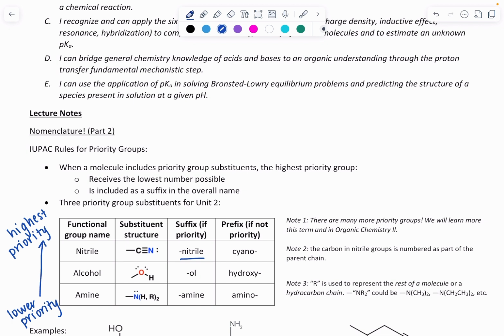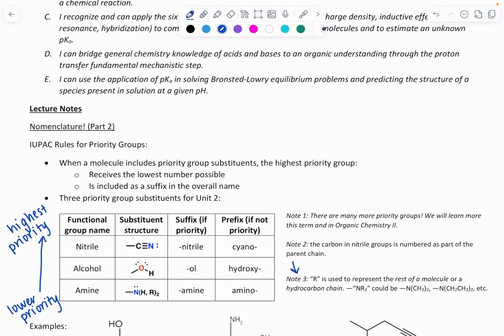Okay, then alcohols, that is when there's an oxygen bonded to hydrogen. We will see many, many, many alcohol molecules. If that's the highest priority group, then it gets this OL ending, same as the end of the word alcohol. And then if a different higher priority group is present, it is listed as a prefix, ordered alphabetically, and you'd use hydroxy. Then an amine is when we have a nitrogen bonded to the parent chain. That nitrogen can be bonded to 2 hydrogens or 2 R groups.